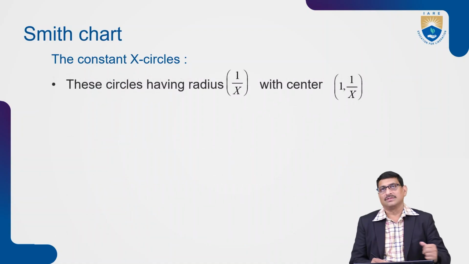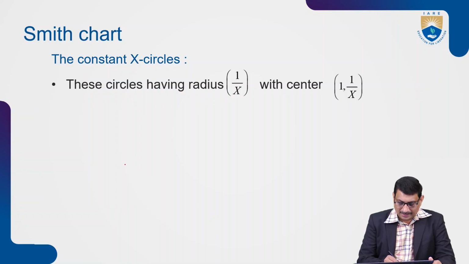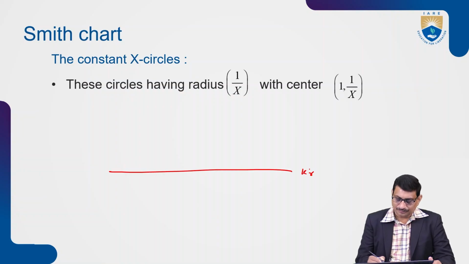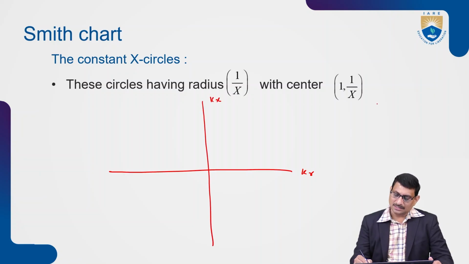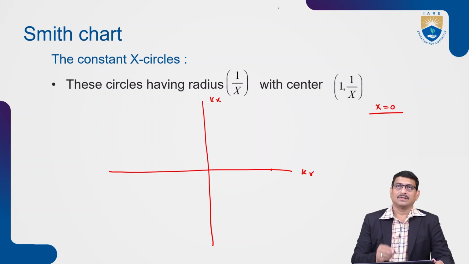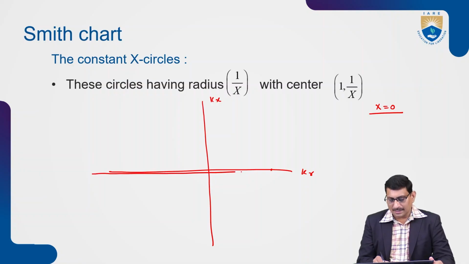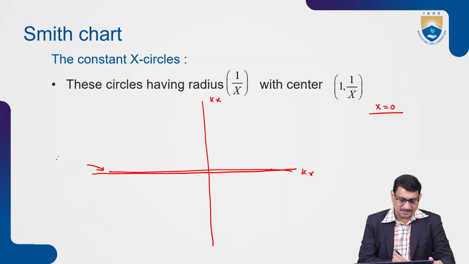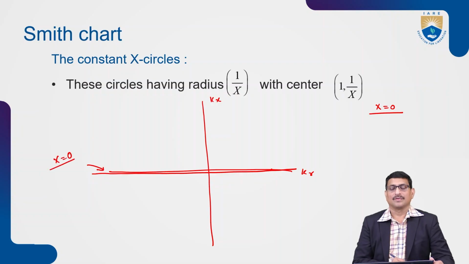Now we'll start to draw those x circles. This is the kr axis, this is the kx axis. Let us first assume that x is equal to 0. If x is equal to 0, the center is at 1 comma infinity, somewhere far away, and the radius is infinity. Therefore, it looks like a straight line. This is called x equal to 0, which passes through the point 1 comma 0.